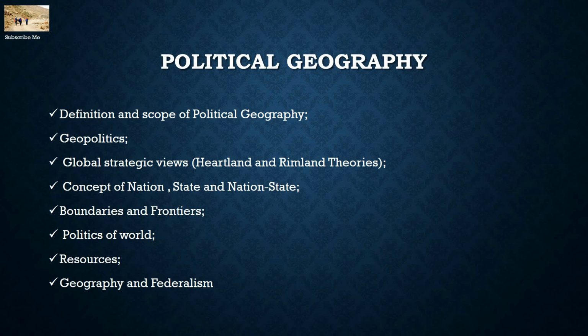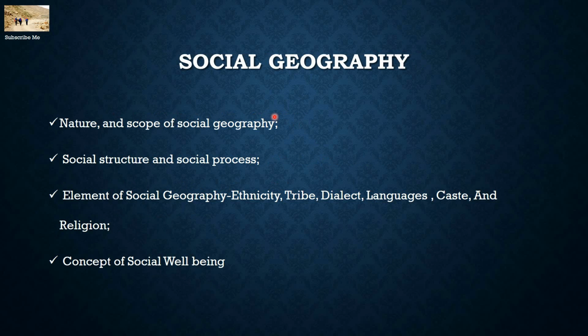Political geography: an important definition, what political geography is and its scope, geopolitics, different areas, global strategic views of the heartland and rimland theories, the concept of nation, what is a state, what is a nation state; study about it. Boundaries and frontiers, politics of the world. You know, it's confusing, but don't be. Resources, geography and federalism are a static part needed in political geography.